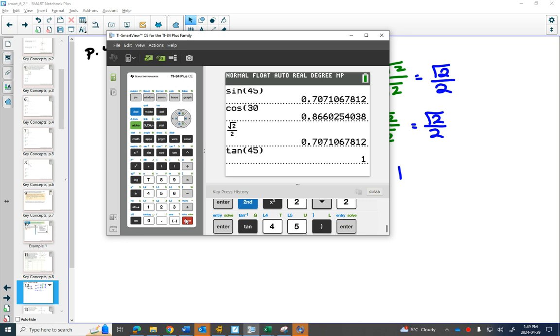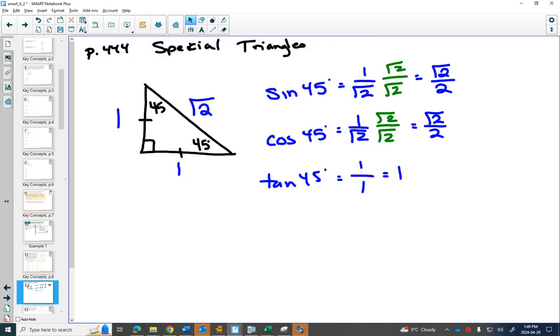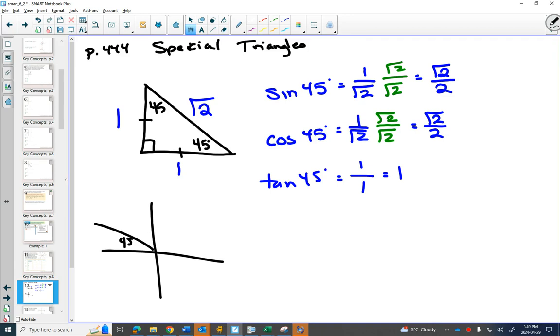And not only do you have to do sine, cos, and tan of 45 degrees, you can now, without a calculator, do any angle that has a reference angle of 45 degrees. So for example, let's think here. If I drew a reference angle of 45 degrees in quadrant 2, what is the angle in standard position?